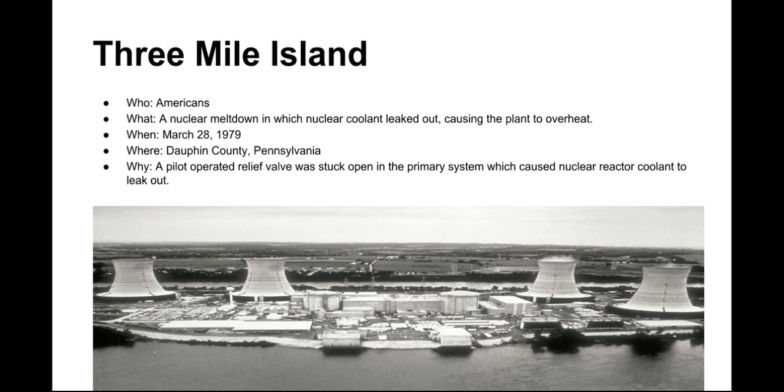Three Mile Island happened on March 28th, 1979, in Dauphin County, Pennsylvania. It was a nuclear meltdown in which nuclear coolant leaked out into the river next to the power plant, causing the power plant to overheat. This happened because a pilot-operated valve was stuck open in the primary system, which caused nuclear coolant to leak out.